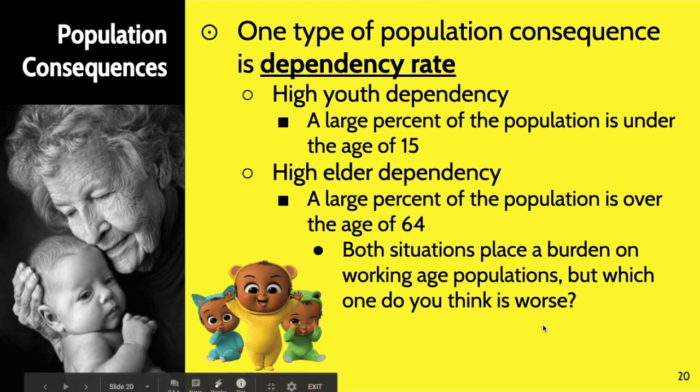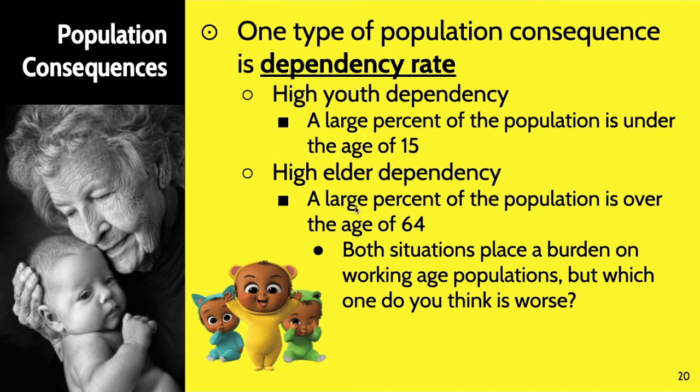So both of these situations place a burden on populations. However, they're dangerous in different ways. With high youth dependency, you might have schools that are packed to the brim. You're going to have a lot of young people that the government is going to have to potentially provide for if they can't provide for themselves.